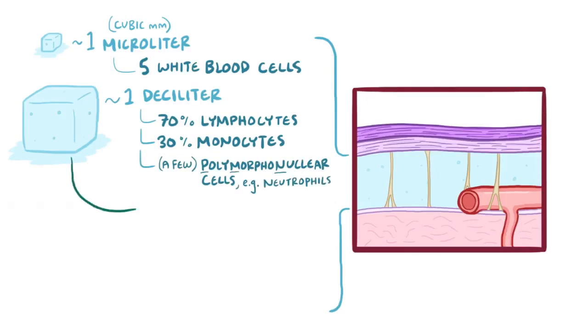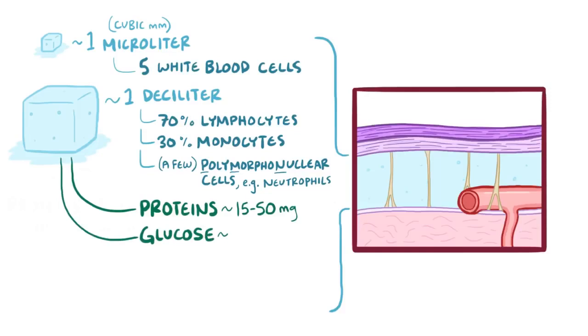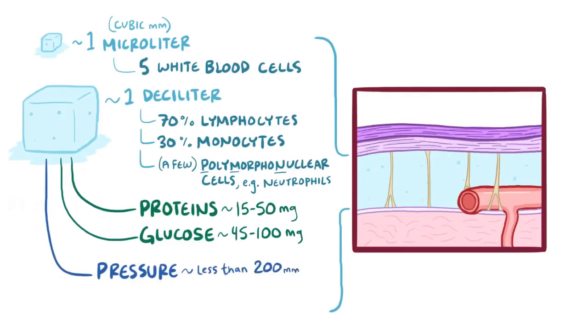That same volume will have some proteins in it as well, about 15 to 50 milligrams, as well as some glucose, about 45 to 100 milligrams, which is close to 2/3 of the glucose we'd find in the same volume of blood. The cerebrospinal fluid is held under just a little bit of pressure, below 200 millimeters of water, which is just under 15 millimeters of mercury, which is less than 1/5 of the mean arterial pressure.